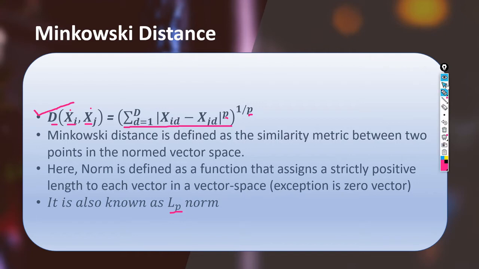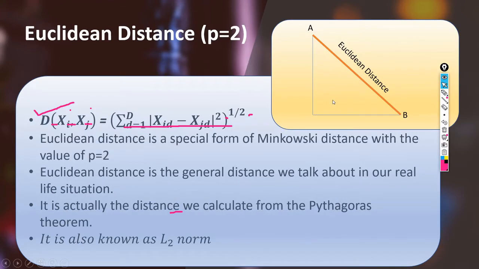Okay. Now, the second distance metric is called the Euclidean distance. Euclidean distance is a special form of Minkowski distance because here you're considering p as 2. Now we replaced p by 2 here, and here also we replaced p by 2.